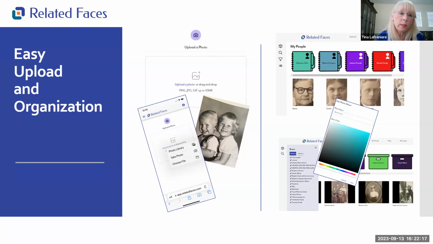We also give you the ability to organize your photos and people profiles into color-coded boxes and albums, and you can filter your pairings to look at ones from only your own photo collection, or just the pairings made with other users' photos, or pairings that were made with photos from the Library of Congress.